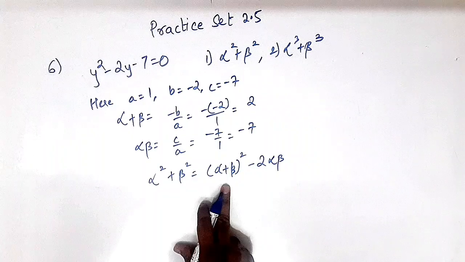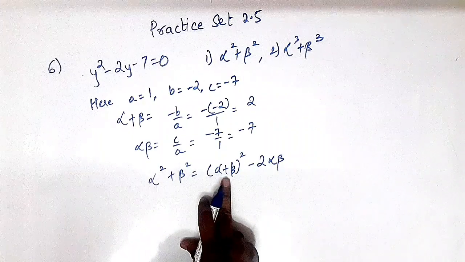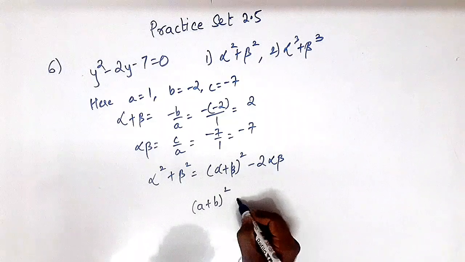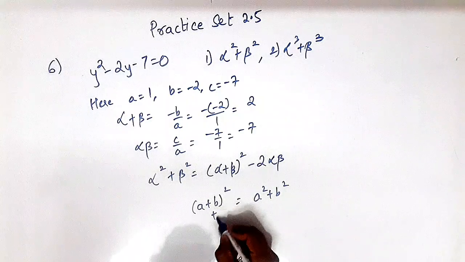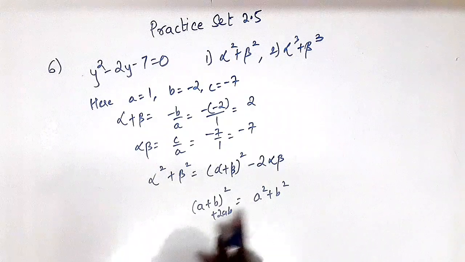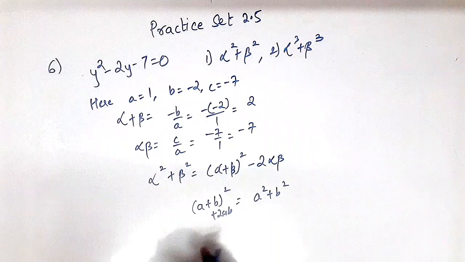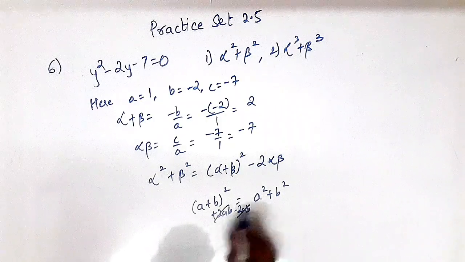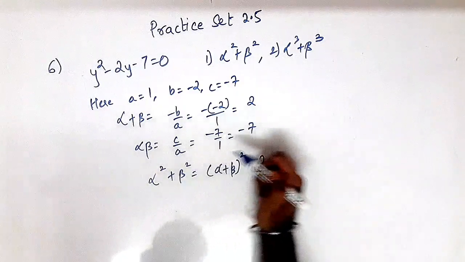Hope you all have understood this. a square plus b square, and there is a very little difference between these two: a plus b the whole square and a square plus b square. What is the difference? Here plus 2ab is extra. I don't want plus 2ab, so I'll put here minus 2ab. Then this will become equal, so I'm putting here minus 2 alpha beta.